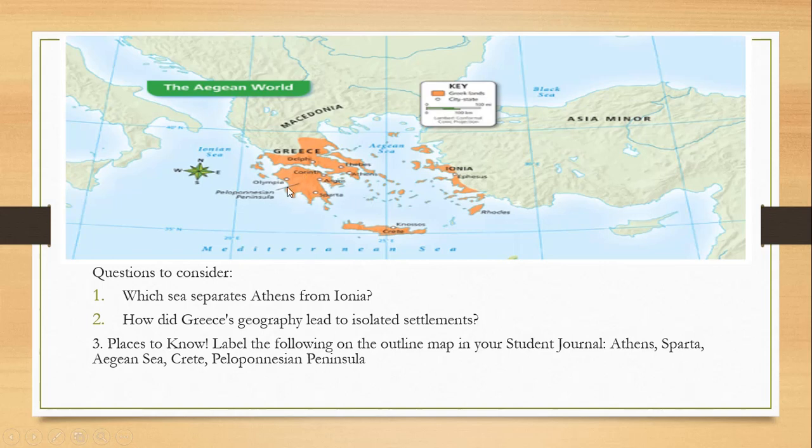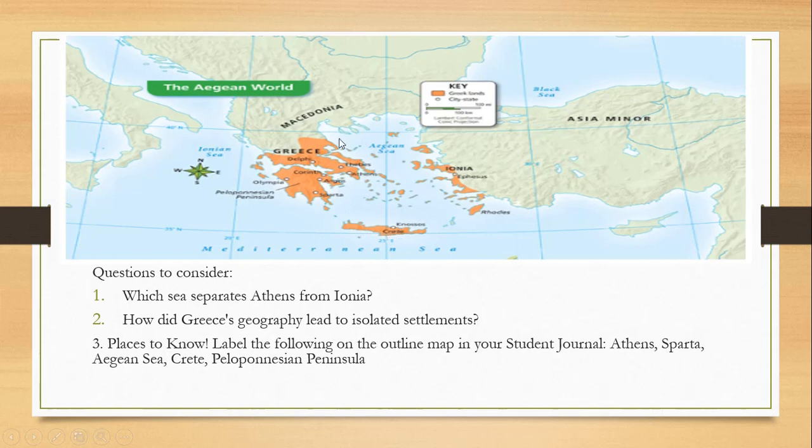The way Greece's geography led to different isolated settlements, right? So we have Athens separated from Sparta. All of this is because of the water. We have a lot of different waterways that separate these city-states from other city-states. So Crete is down here by itself because it's an island. Many of these are peninsulas or islands. So the water really separates the different city-states and isolates them from other city-states, okay?